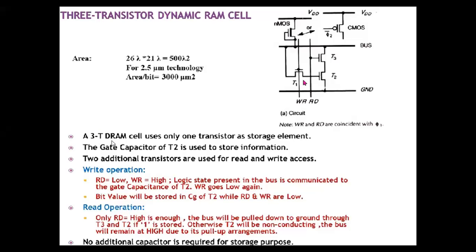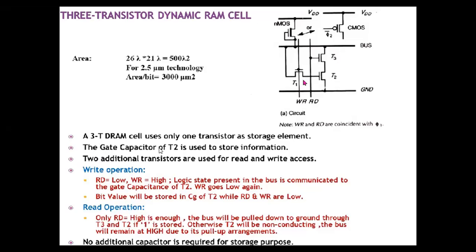So as you can see here, we have the 3 transistor RAM cell, and this transistor T2 will be used for the storage of the information. Along with that, we use this T1 transistor for the write purpose, and the T3 transistor for the read purpose. Okay, and we have this bus carrying the signals, and we have the ground line. Now let me see the operation of this.